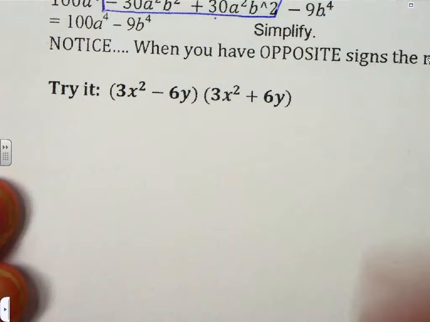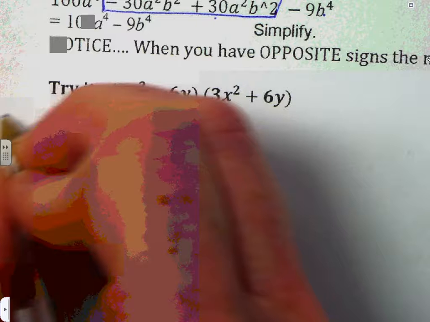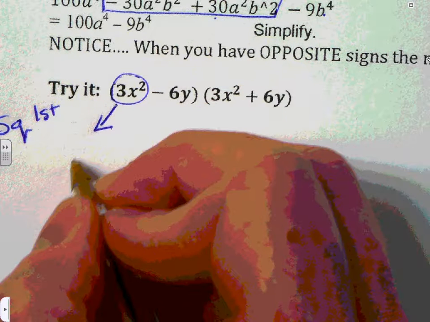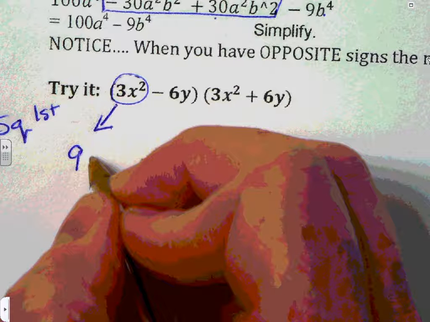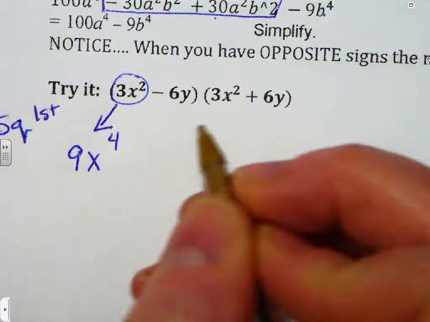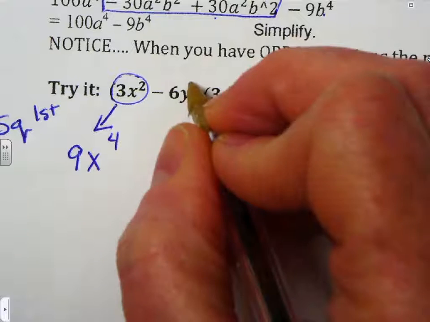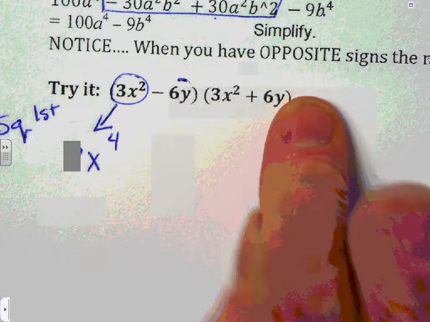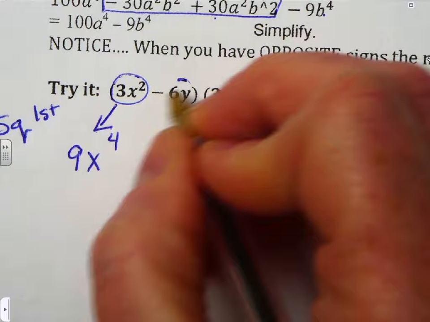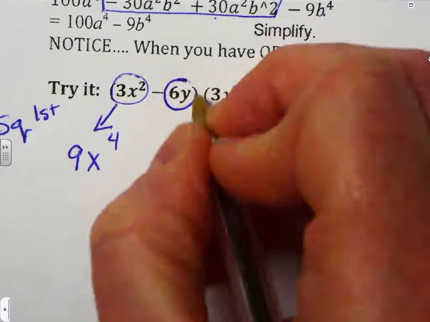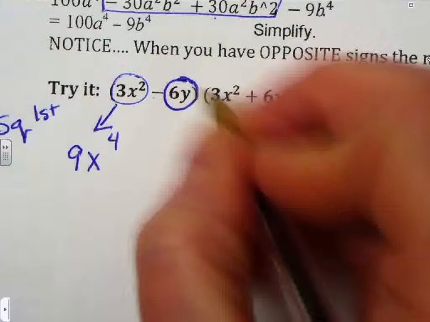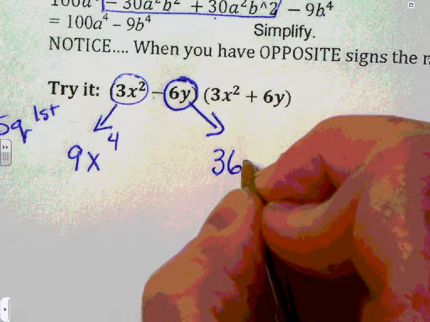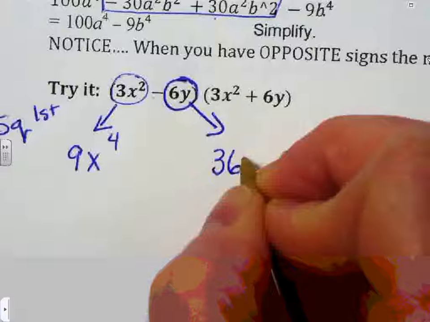So the shortcut here, we square the first term. So we square the first. So what would that be? 9x to the 4th. Very good. And we're going to square the last. And it doesn't matter whether you say the last in this set of parentheses or the last in both sets of parentheses, because they're the same values. The difference is the minus sign, so we don't care. So now we're going to square the last term. What's that going to turn into? The 36. And y times y is y squared.